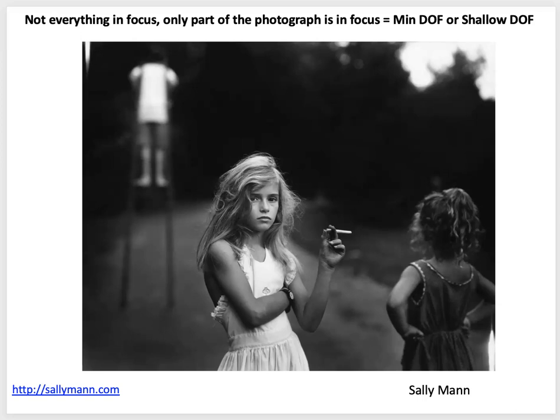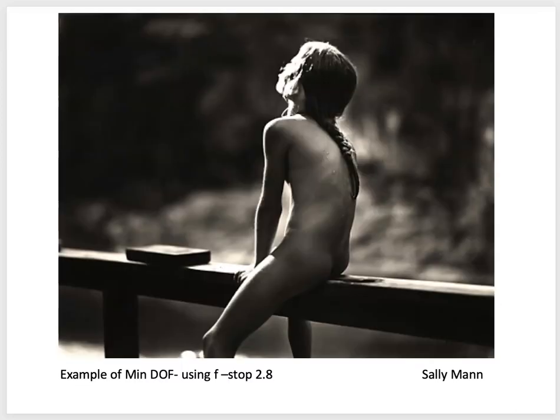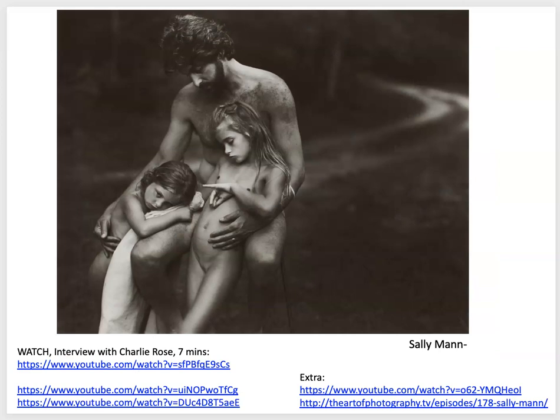So you can either choose to have maximum depth of field or minimum depth of field, also known as shallow. I'm just trying to give you as many terms as possible because different websites will use different language. So this is an image by Sally Mann, and we're seeing how the background isn't as sharp as the subject, so a more open f-stop. Another example of that could be f2.8. So minimum depth of field, the background is not as sharp as the subject.